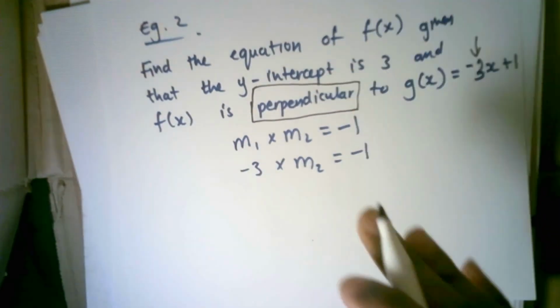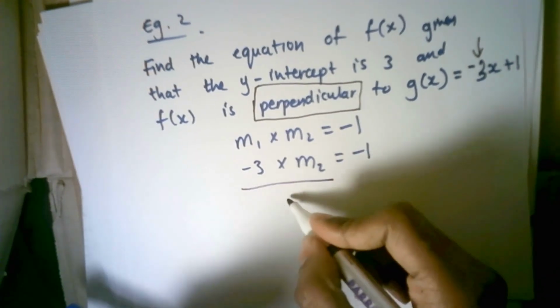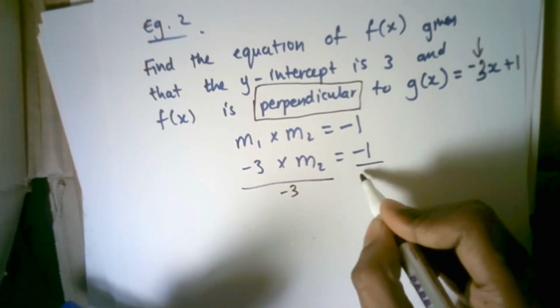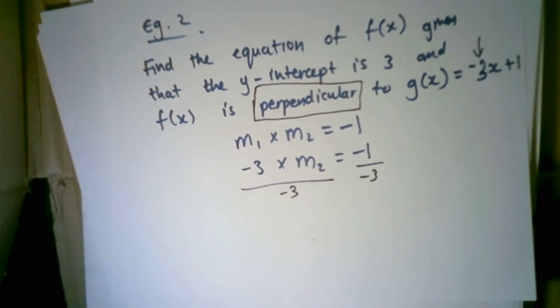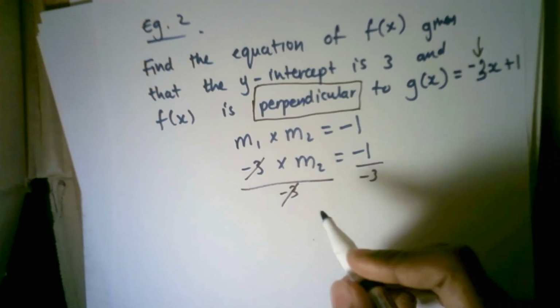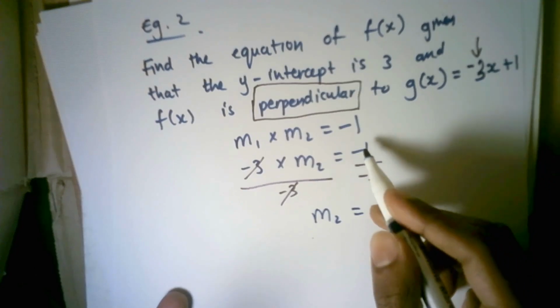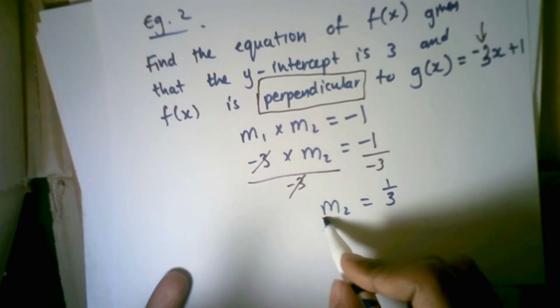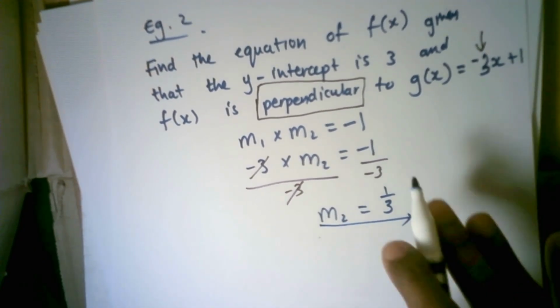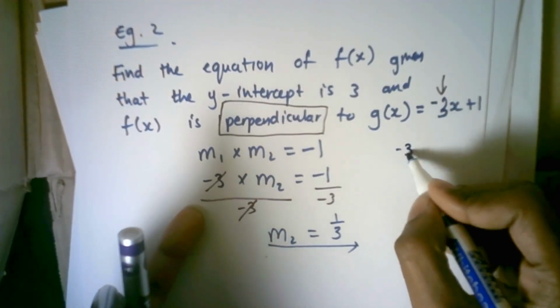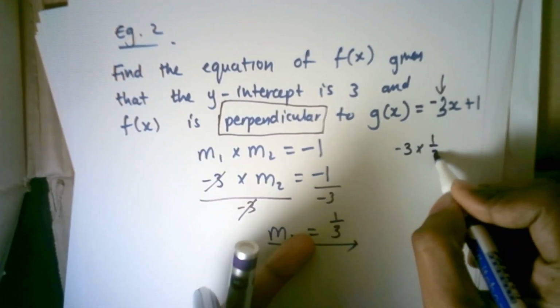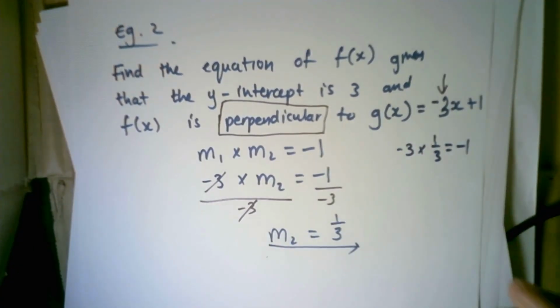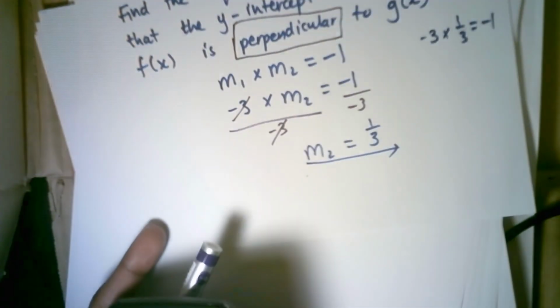Likewise, in this case as well, I'm going to divide both sides by negative 3 in order to get rid of the times 3. The inverse of multiplication is division. So negative 3 divided by negative 3 is 1. I'm left with m2, the gradient of the second line, which is equal to, a negative divided by negative is a positive, positive a third. So test to see whether it's correct. I can take m1, which is negative 3, times the new gradient, which is a third, and that's equal to negative 1. Now I have found the gradient of the new line f of x.